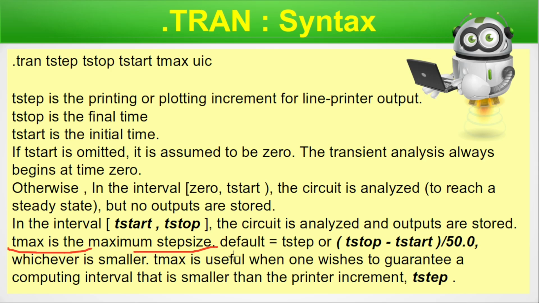Tmax is the maximum step size, default equal to T-step or (T-stop minus T-start) divided by 50, whichever is smaller. So Tmax gives the maximum step size. The step size should not go beyond this value. Tmax is useful when one wishes to guarantee a computational interval that is smaller than the printer statement, that means T-step. Here we are done talking about the syntax of the .TRAN and the philosophy of various factors associated with it. Let's move on to the next slide.